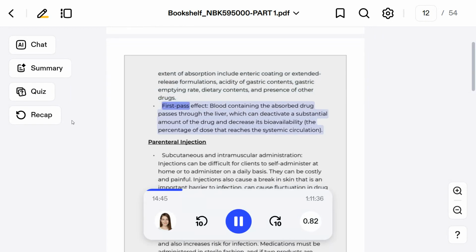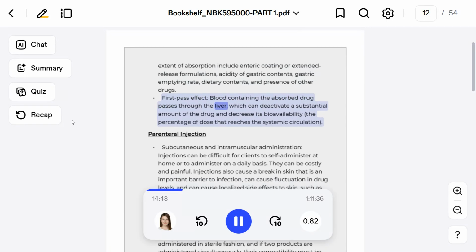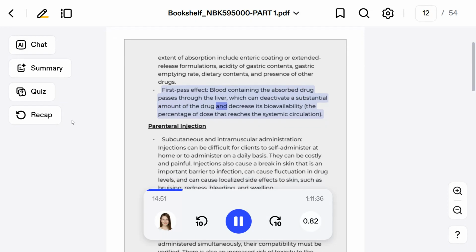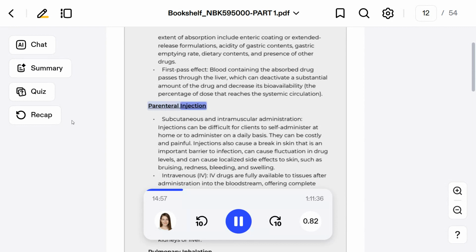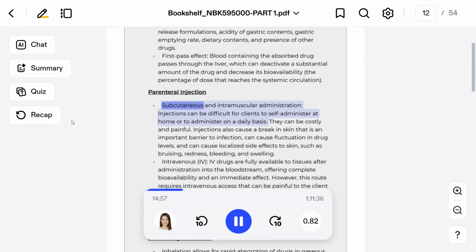First pass effect: blood containing the absorbed drug passes through the liver, which can deactivate a substantial amount of the drug and decrease its bioavailability. Parenteral injection. Subcutaneous and intramuscular administration.